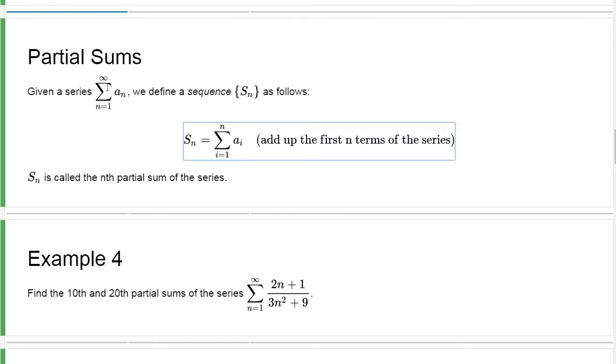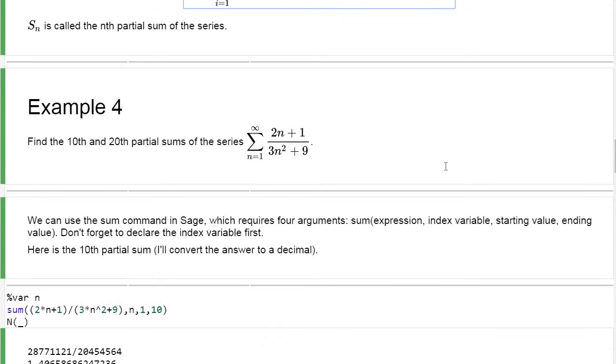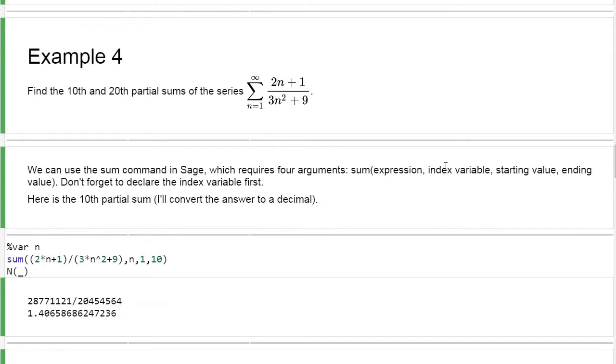So the series goes from 1 to infinity. This S sub n goes from 1 to n. So this is a finite sum, and so that's a number. You add up finitely many numbers, you get a number. Okay, so S sub n is a number, and it of course changes for each value of n. So this is a sequence, a list of numbers, this S sub n, and this sequence is the sequence of partial sums.